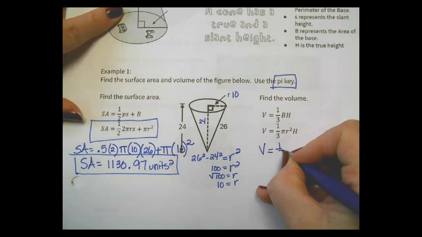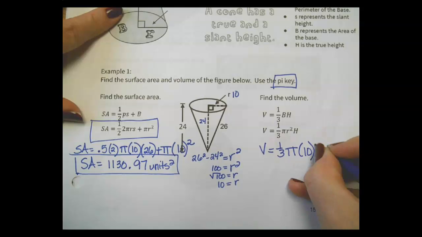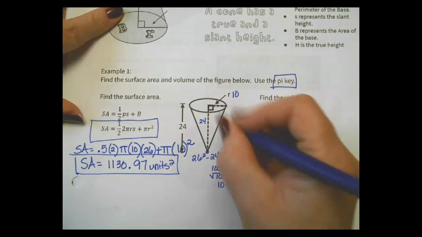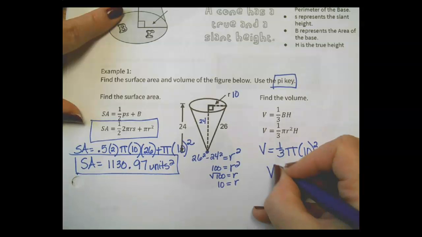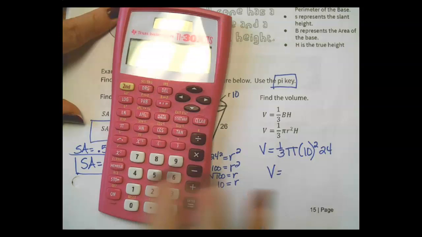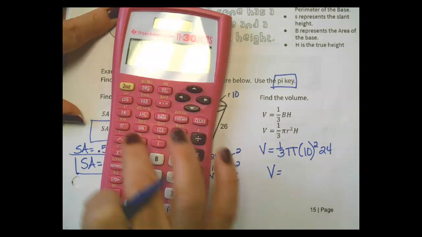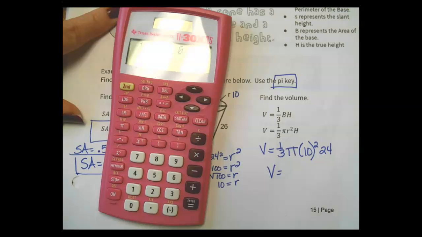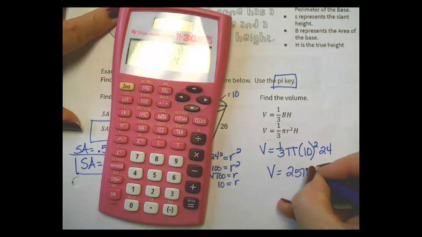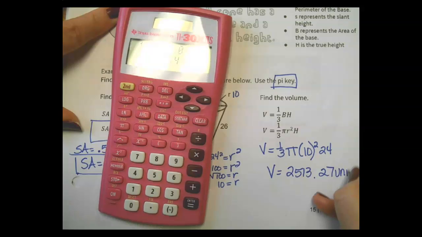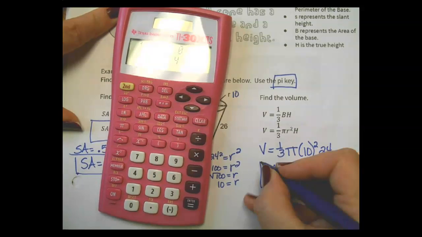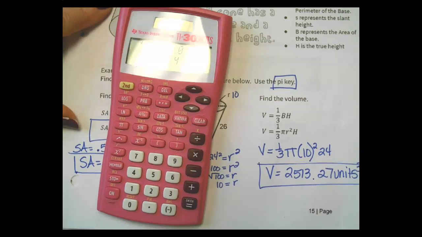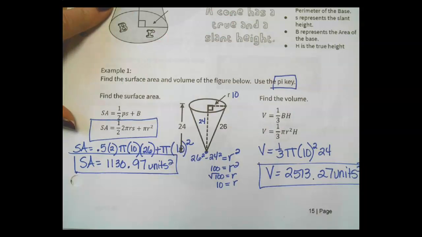So volume is 1/3 pi, r is 10, squared. My height is, like I said, from the base to the apex, and that's 24. Punch that all in. 513.27 units cubed. All right, I just want to check my key to make sure I am correct, and I am correct. Fantastic. All right, moving right along.